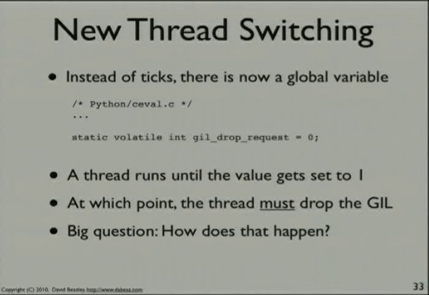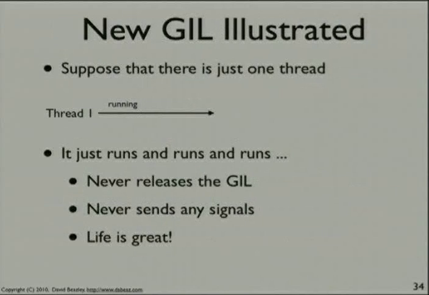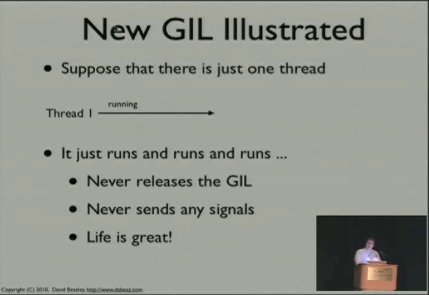The way this new GIL works is a totally different concept. Essentially, all that tick interval stuff is gone, so you just forget about that. There's just a global variable in the interpreter that says, drop the GIL. The idea is that a thread will run until that gets set to 1, and then it just drops the GIL. So you launch a thread, and it'll just run and run and run, never doing anything else.